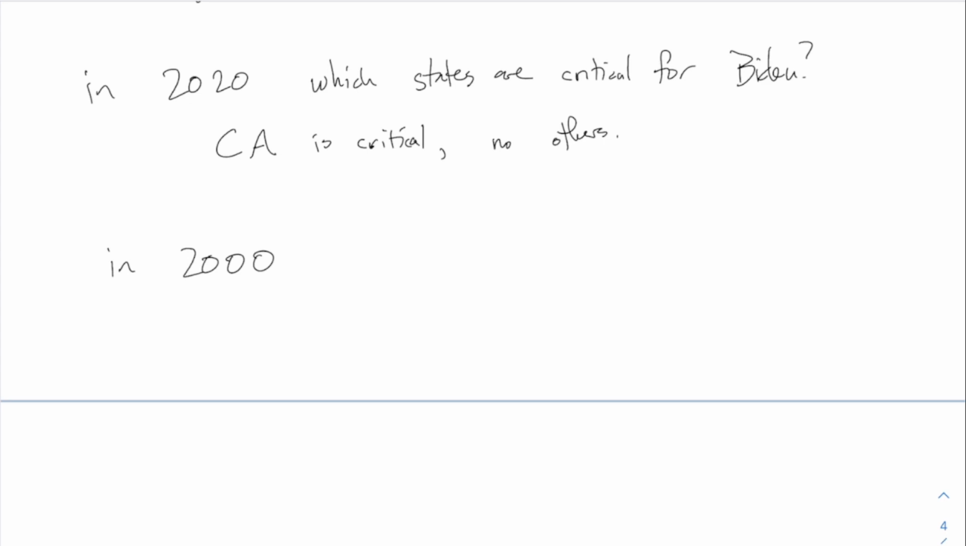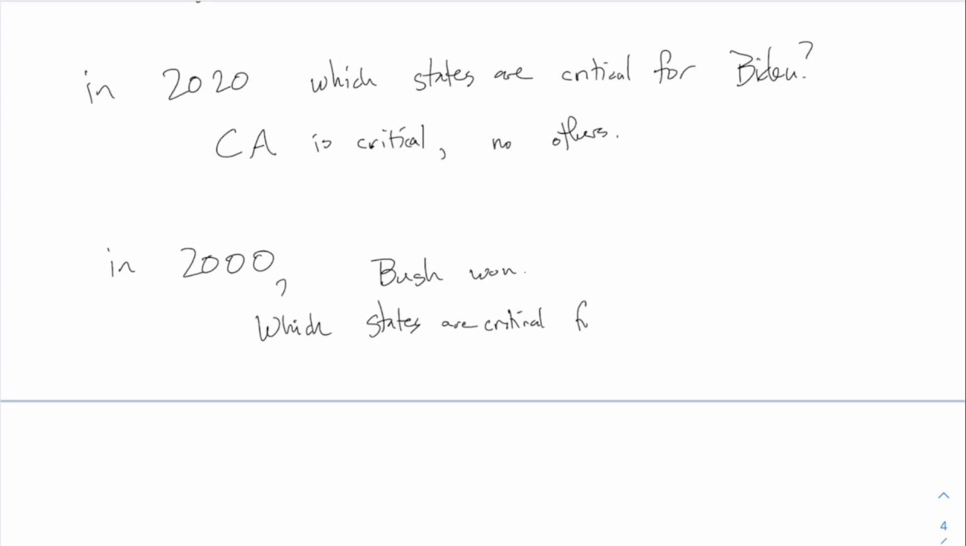What you see at the bottom there is a close Electoral College result. You can see Bush got 271. You need 270 to win. So in 2000, Bush won. Which states are critical for Bush? The answer is all of the Bush states were critical for Bush in that election.